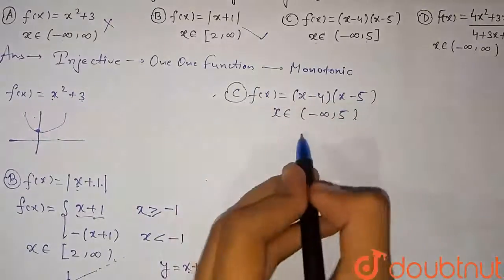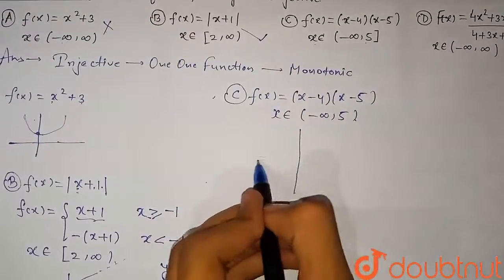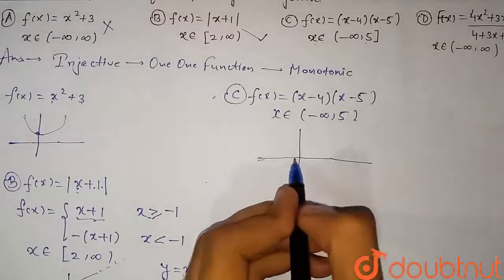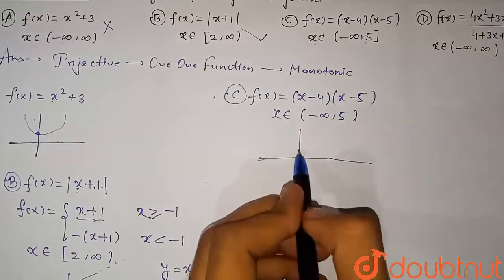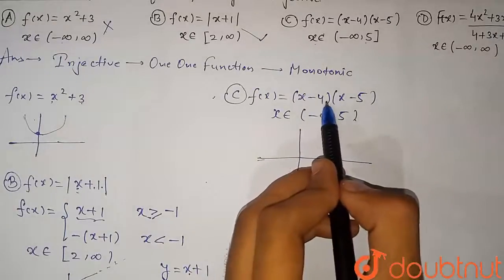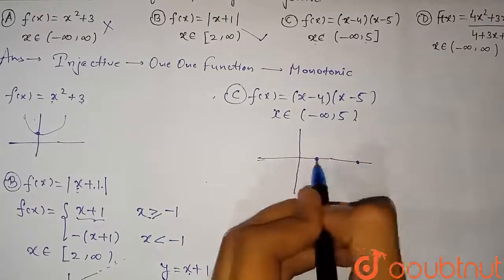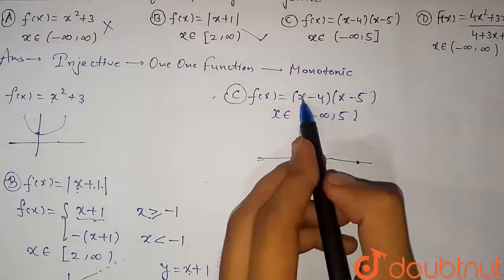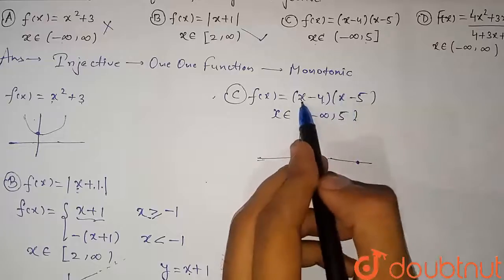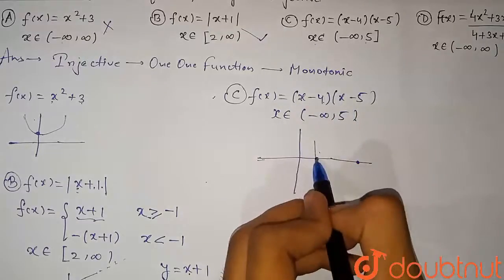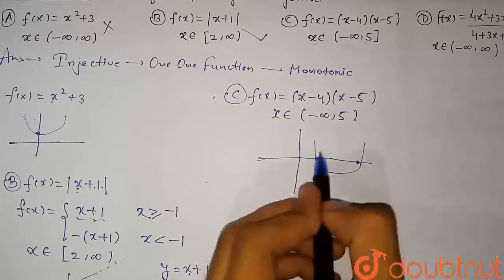So here if we draw the graph, since this is a quadratic function, its graph will be a parabolic curve, and it has roots 4 and 5. So if this is our 4 and this is our 5, the function will be like this, because the coefficient of x square is 1, so the function will be opening upwards. So this is the graph.